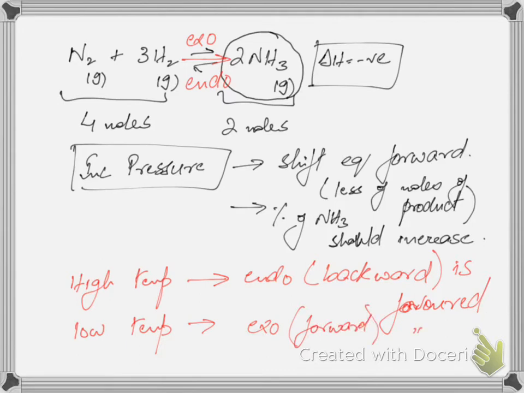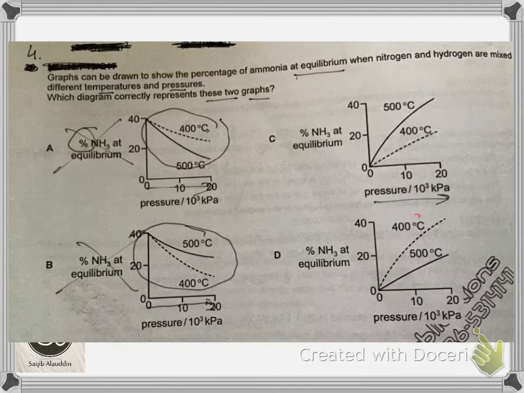Now that's what I want. I want the forward reaction to be favored so that more ammonia can be produced. So what I need to do is decrease the temperature, or operate at a lower temperature. So the exothermic side, that means the forward side, is favored. So you can see at a lower temperature the percentage should be greater, and at a higher temperature the percentage should be lesser. So option D is correct, because at lower temperature you expect more percentage of ammonia, and at higher temperature you expect less.